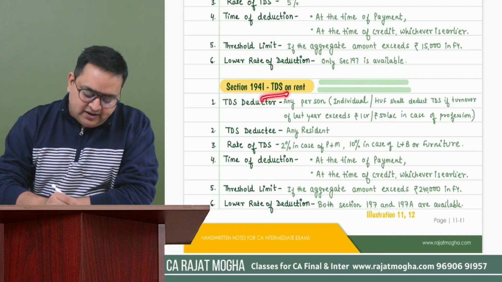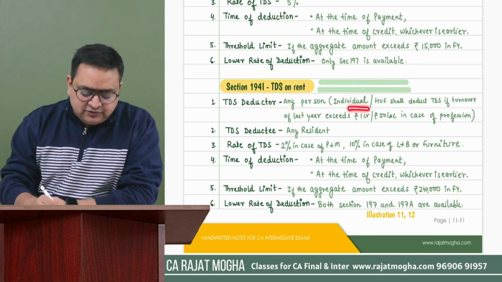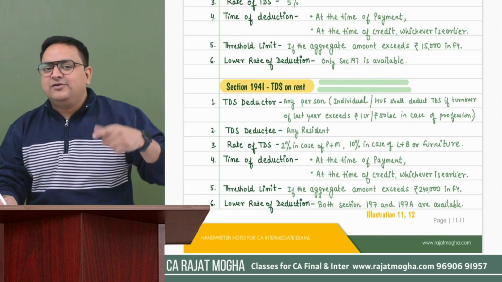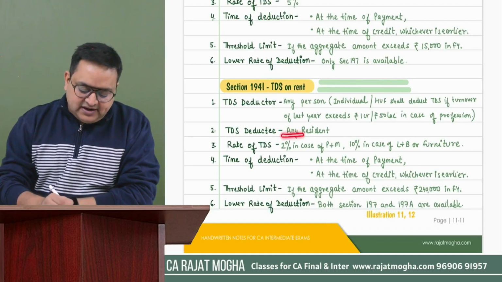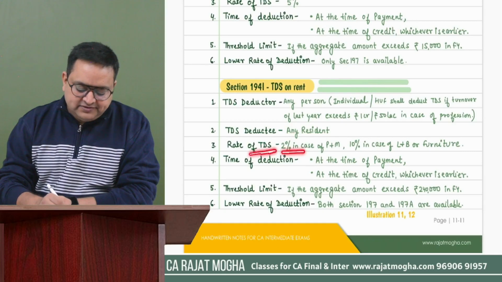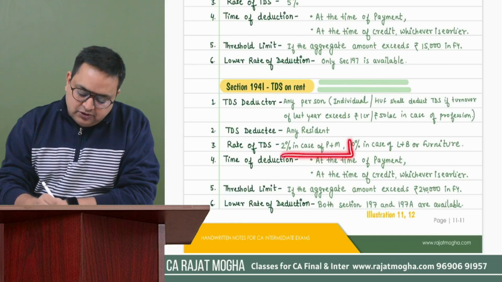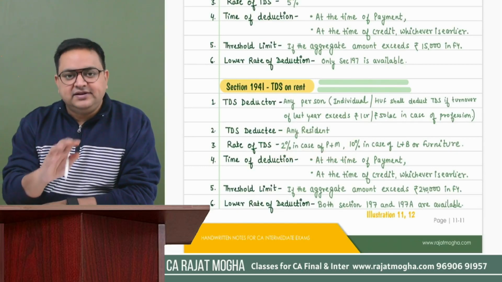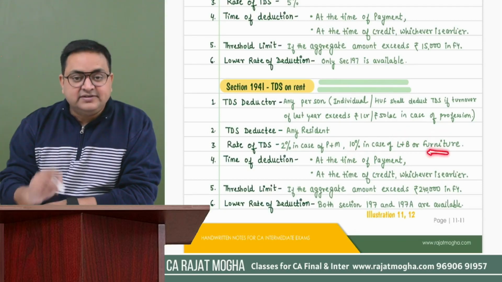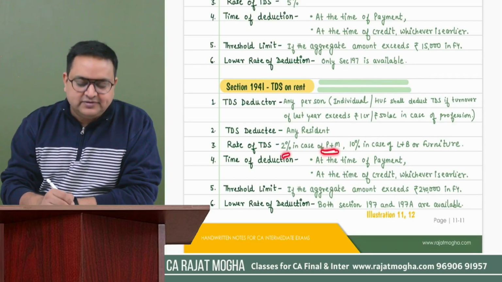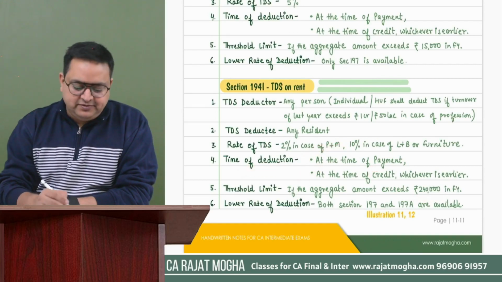So this is 194I. TDS deductor could be any person, company, partnership firm, AOP, BOI, etc. It could be individual or HUF also. Yes, if their turnover of last year, if they're carrying business more than 1 crore, or profession more than 50 lakh. TDS deductible would be any resident. Rate of TDS: 2% in case of plant and machinery, and 10% in case of land and building, furniture, and others. Please don't confuse with this. Furniture is 10%, right? Only for plant and machinery it is 2%. Time of deduction is at the time of payment or credit, whichever is earlier. Threshold limit is 2,40,000 rupees.